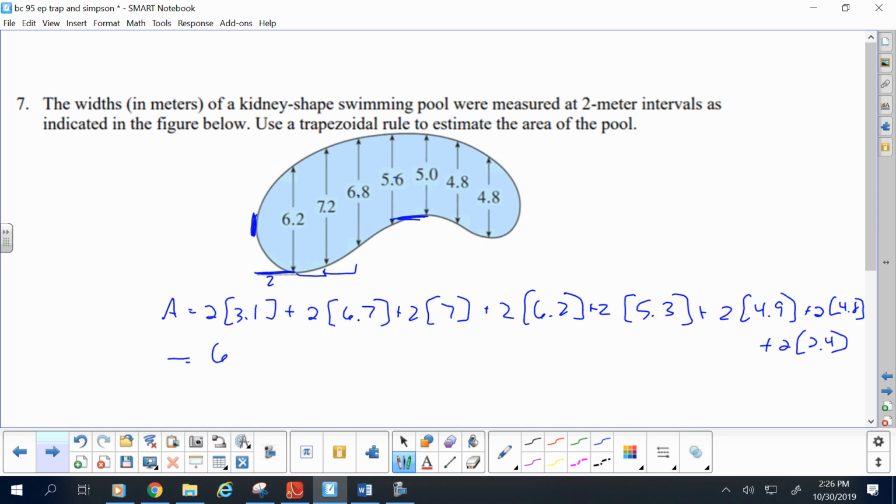2 times 3.1, 6.2. And then 2 times 6.7, 13.4. 2 times 6.2, 12.4. 2 times 5.3, 10.6. 2 times 4.9, 9.8. 2 times 4.8, 9.6. And 2 times 2.4, 4.8. All right.